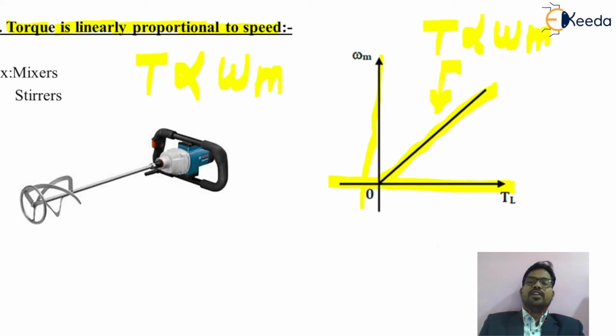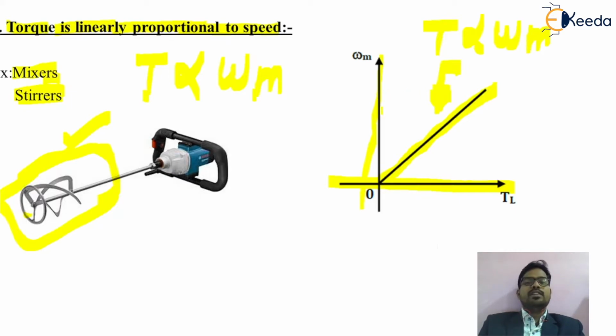So this will be the indication, and such load torques are used in different types of mixers and stirrers. What do you mean by stirrers? This will be the diagram of a stirrer. In the stirrer mechanism, the torque is linearly proportional to speed: by pushing that particular switch, the stirrer starts rotating, so in that application the torque is directly or linearly proportional to the speed, and the curve for such stirrers or mixers is shown here.